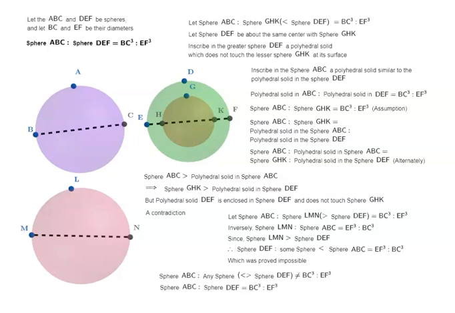So that means sphere ABC is to sphere DEF is equal to the triplicate ratio of BC is to EF, which is what we had to prove. So that is proposition number 18 of book 12 of Euclid's Elements.